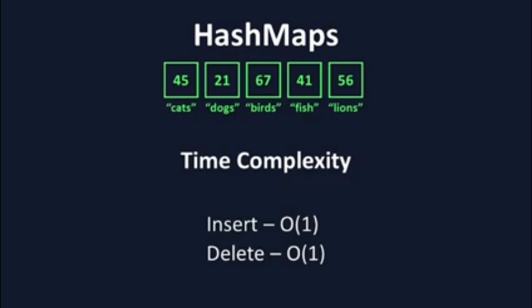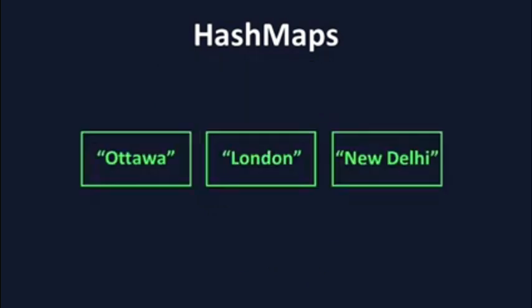But the real benefit to using hash maps is their ability to search quickly. Let's say you wanted to store a list of capital cities. If we stored these in an array, we would have to know the index for each one to read it. But for a hash map, if we make the keys countries, we can just look up the country to find the capital city associated with it.